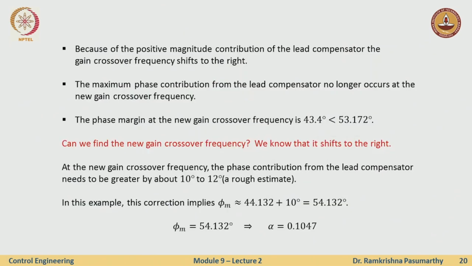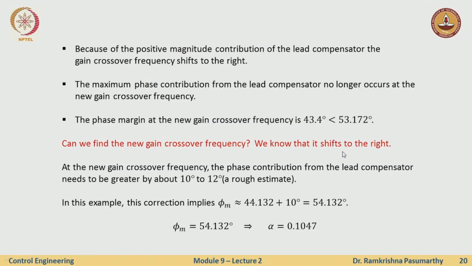Now, how to fix this problem? Because of the positive magnitude contribution of the lead compensator, the gain crossover frequency naturally shifts to the right, and the maximum phase contribution from the lead compensator no longer occurs at the new gain crossover frequency, it occurs still at the old gain crossover frequency, but we want the 53 degrees to be at the new gain crossover frequency. At the new gain crossover frequency it is 43, but I really want 53. Now, I know already that the Bode plot shifts to the right. So, can I appropriately find a new gain crossover frequency?